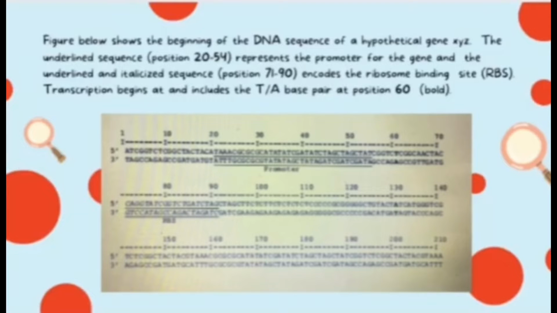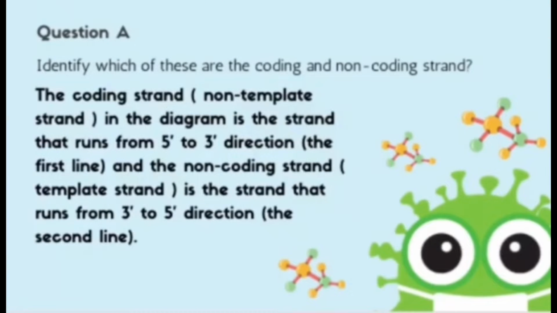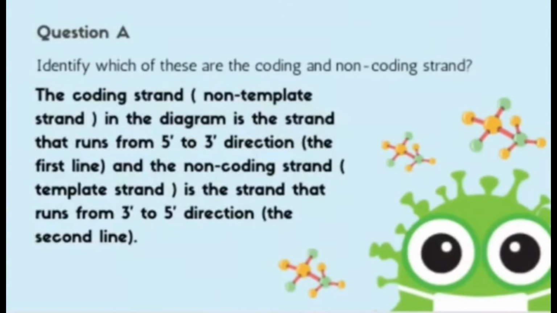So next we're gonna jump to the first question, which is question A. Question A asks us to identify which of these are the coding and non-coding strand. The coding strand, which is also called the non-template strand in the diagram, is the strand that runs from 5' to 3' direction. So it is actually the first line. As for the non-coding strand, which is also called the template strand, it runs from 3' to 5' direction, which in the diagram is the second line.